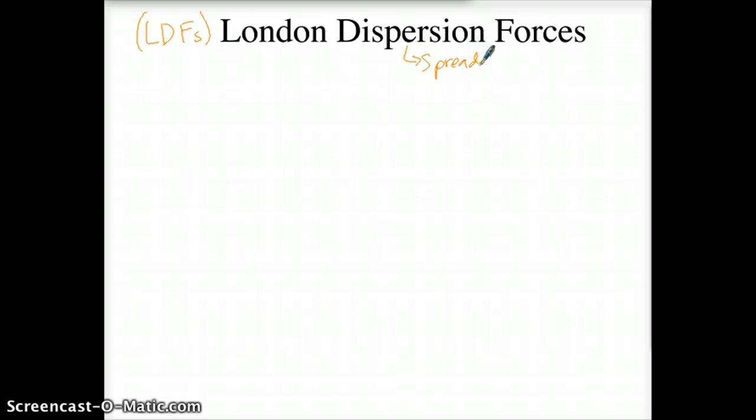So when we're talking about dispersion forces, it's going to have to do with something getting spread out. London is named after a scientist named Fritz London, who first observed and explained these properties. What we need to know, though, is a few specific facts about London dispersion forces. First thing, they occur in all molecules.